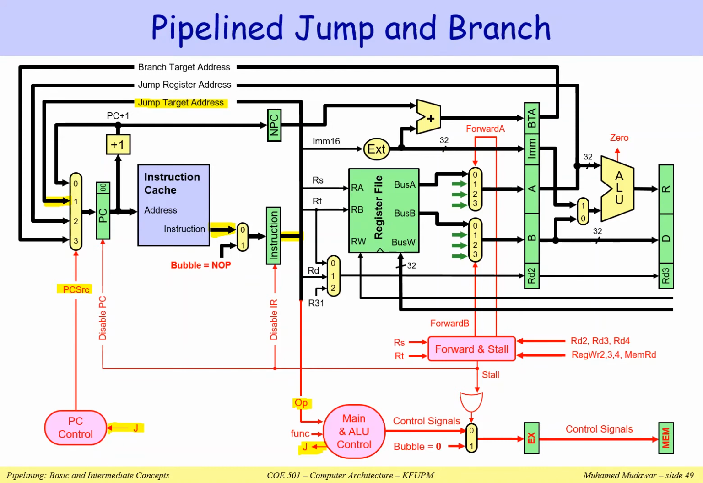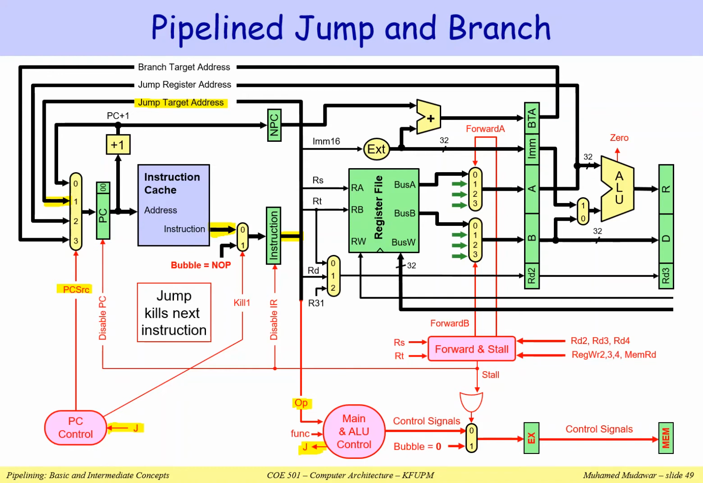It appears at the output of the instruction cache. Already we have fetched this instruction. This is the instruction that immediately appears after the jump. Now, we cannot allow this instruction to proceed into the pipeline. So in this case, what I have to do is kill the next instruction that appears after the jump. How do I kill this instruction?